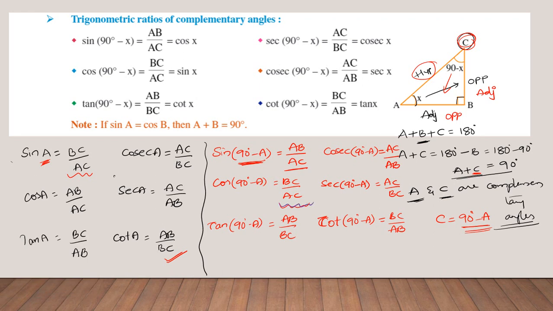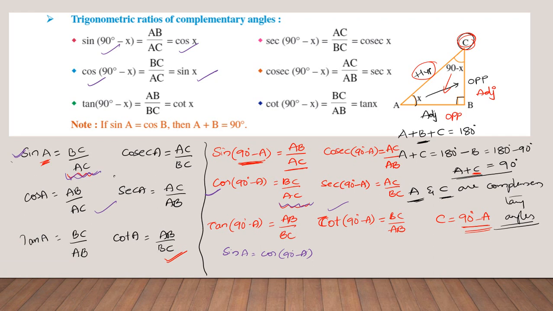So that means if these two right hand sides are equal, then these left hand sides are also equal, no? So from this I can write sin A is equal to cos of 90 minus A. That means sin x is equal to cos of 90 minus x. The same way, cos x is equal to sin of 90 minus x. If you compare these, we are going to get all these 6 relations.